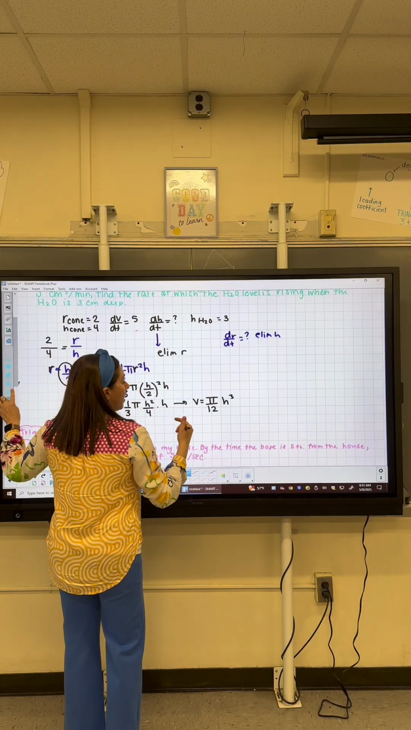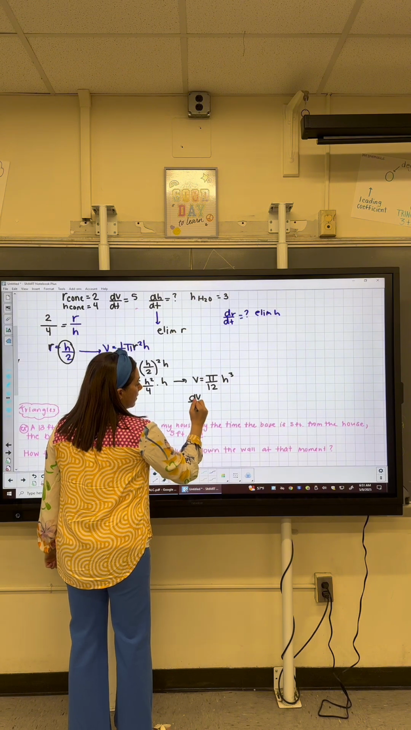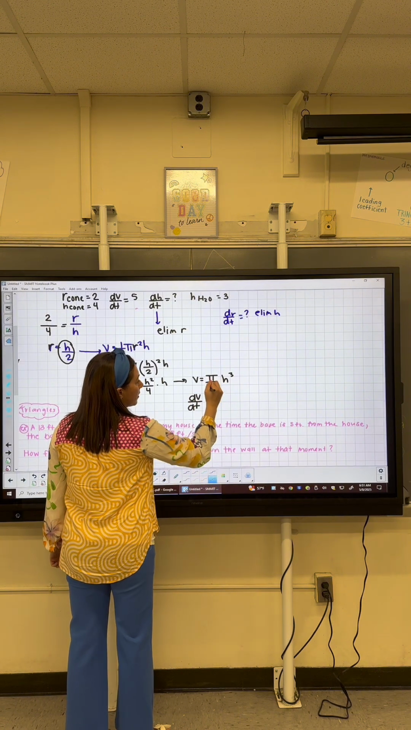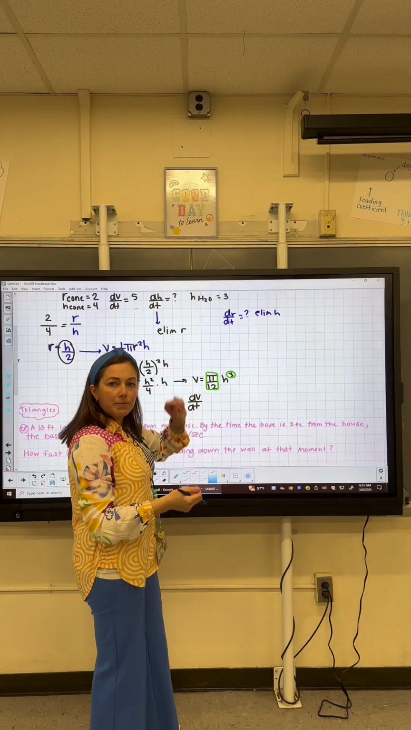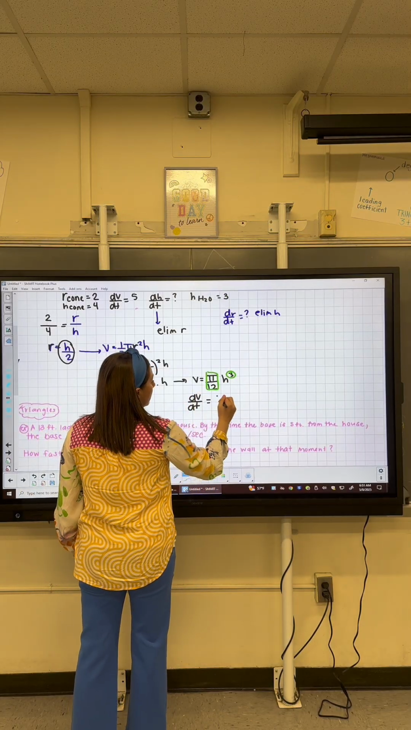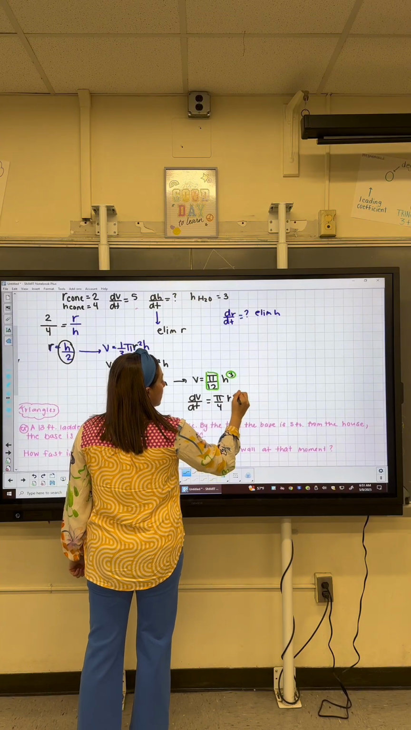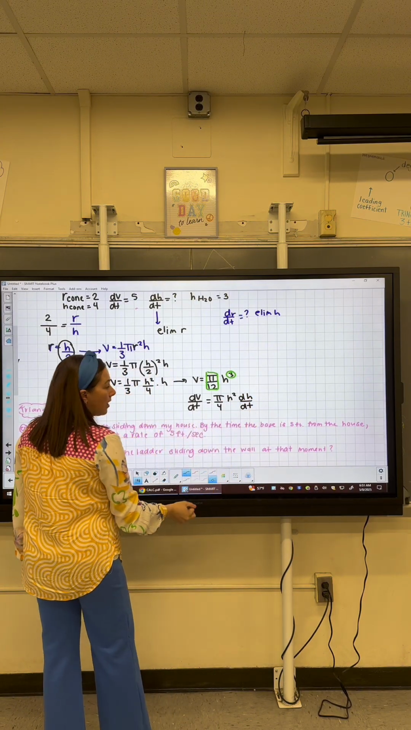So the derivative of V is 1 dV dt. These are numbers. So to derive this, we're just using the power rule. 3 times pi over 12 is 3 pi over 12, which is pi over 4, H squared dH dt. Now I like to check off what we know.